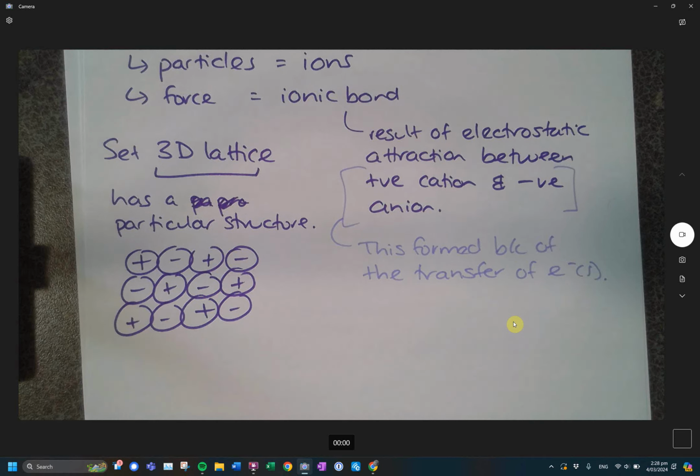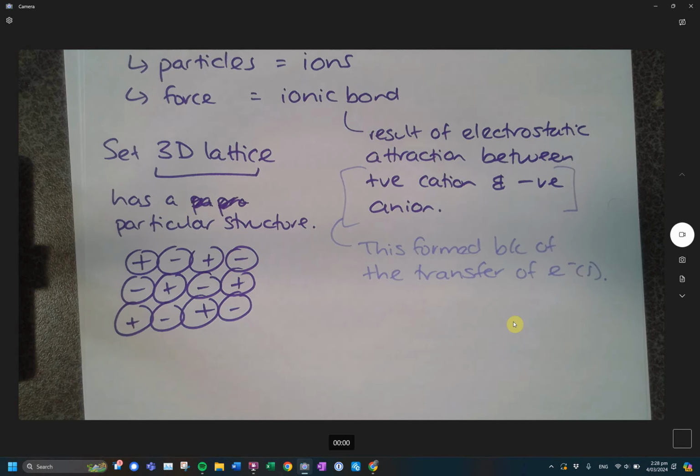So it needs to be in that pattern. If it's not in that pattern, we're going to get problems. And that's why it's going to have certain properties. Are we okay with that so far? Hopefully this makes sense from the pre-learning you guys were doing.